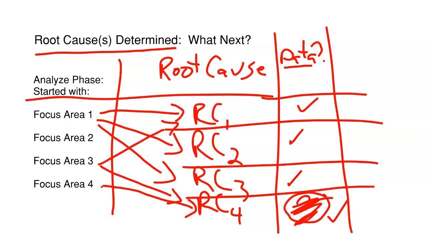The second check, though, is one that I typically get a little bit more pushback from. For every one of the root causes, I also want to check on this criteria.